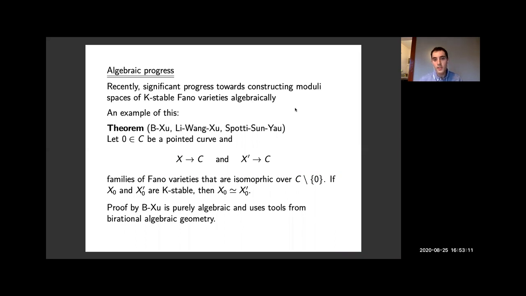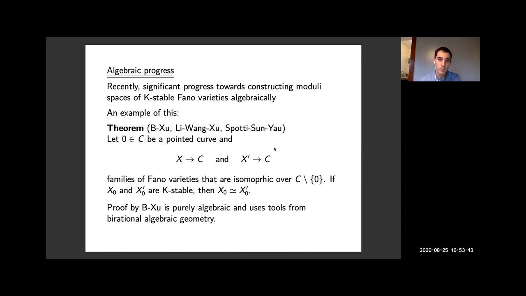What this theorem says is that if you want to construct moduli spaces of K-stable Fano varieties, your moduli space is going to be Hausdorff. Precisely, it says if you have a pointed curve and two families of Fano varieties, X to C and X' to C, that are isomorphic away from the special point, and you assume that the fibers over 0 are K-stable, then the two fibers over 0 are actually isomorphic. So the limit as t goes to 0 is going to be unique.